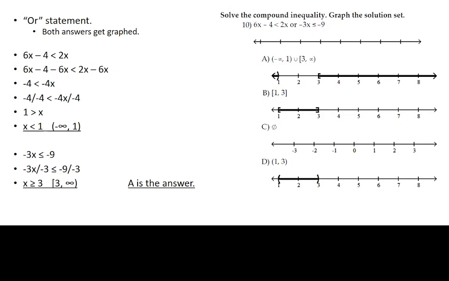This is an or statement, which means we solve them both and then both answers get graphed on the same number line. It's not where they overlap. Overlap would be an and statement. Or statement, they both get graphed.